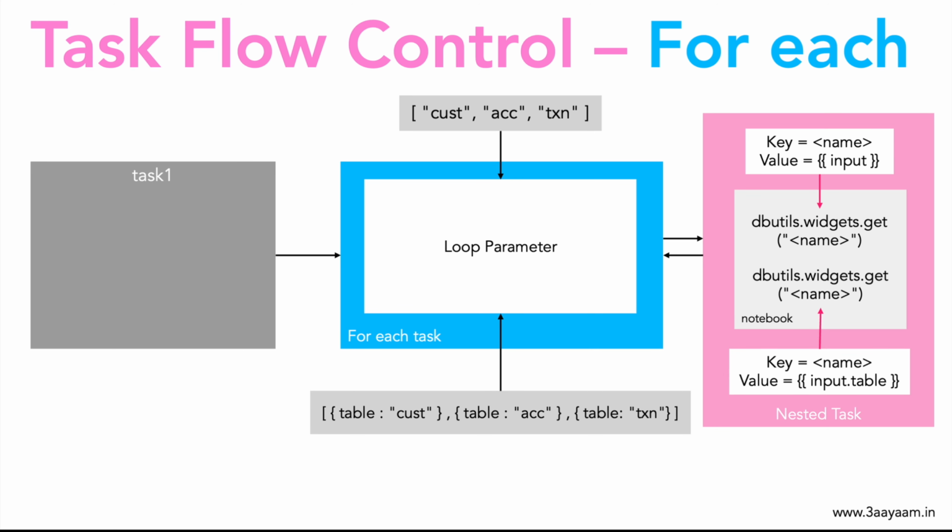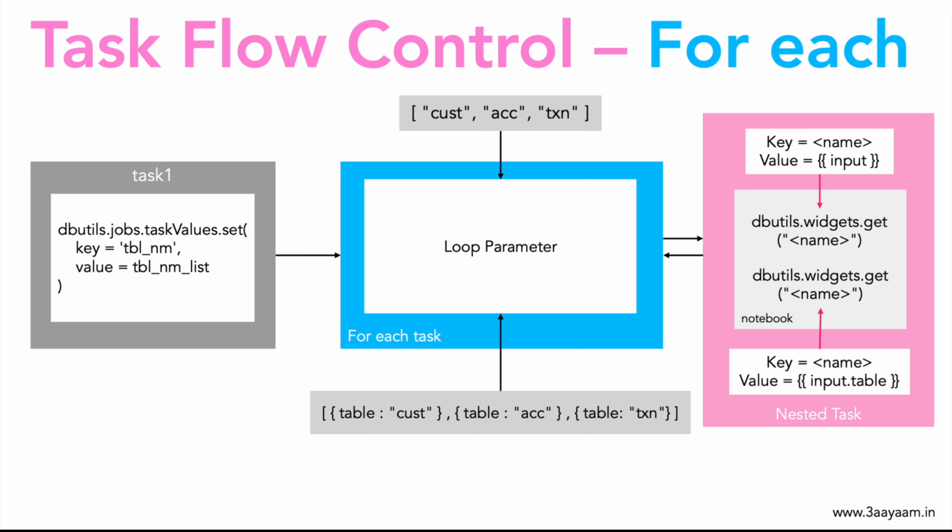So the task one would be executed first, then the for each task would be executed, and then the nested task would be executed. Now, if we have to pass array elements, let's say, from task 1 to the for each task, we'll obviously have to set a task parameter inside of task number 1. And it would be using the jobs.taskvalues.set. The key name can be anything. I'm showing tbl_nm, but the value has to be a list or an array. In Python, obviously, it would be list.